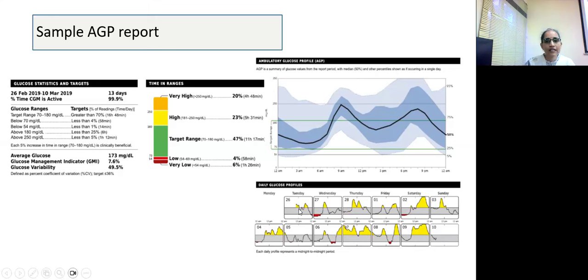In addition, we also get daily graphs like this where we can make out at what points in time during a day the glucose levels are going up. Bigger versions are also available. Just to put everything on one slide, it's like this.